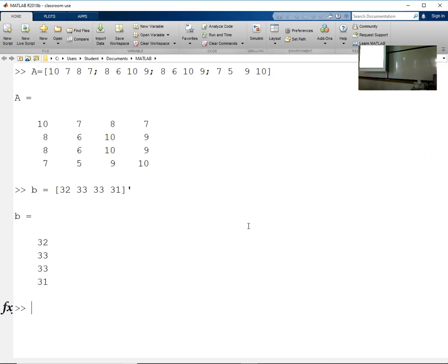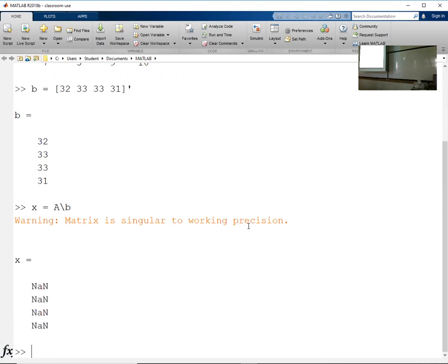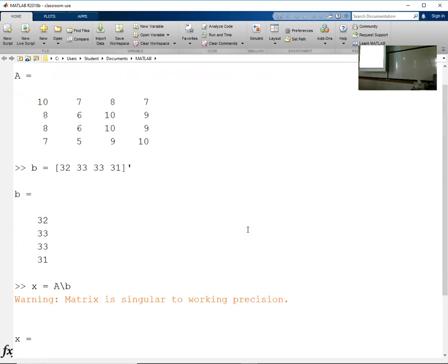Okay, so I want to solve this. I basically have 4 unknowns. I can think of them as X, Y, Z, and W, or whatever letters you want, A, B, C, D, it doesn't matter. I'm going to solve it. Oops, what did I do wrong? That was not supposed to happen.